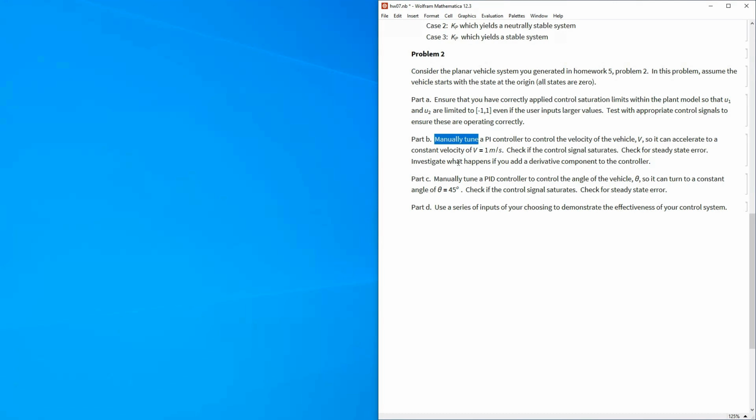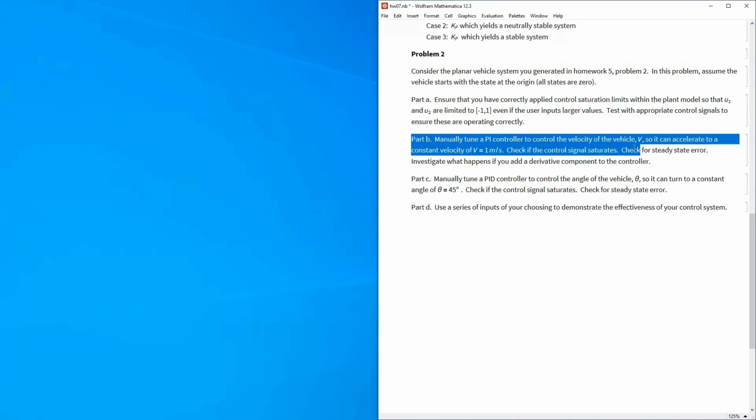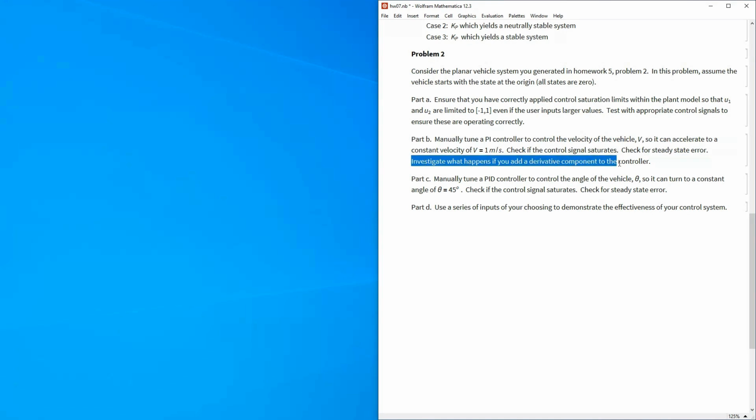right? So that's all I'm asking for right here is just use a PI controller and just play around with it and check a couple of the items. And maybe, if you'd like, go ahead and see what happens if you add a derivative component to this controller. So make it a full PID controller. First design the P and the I components, and then just add a small derivative and see what happens. Okay? All right. Then for part C is we're going to use a full PID controller to control the angle.